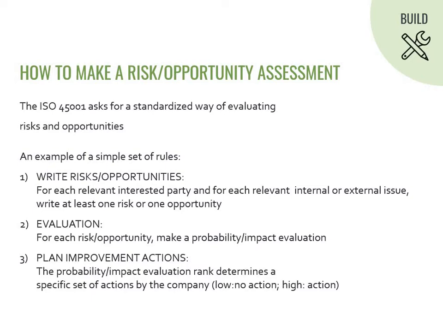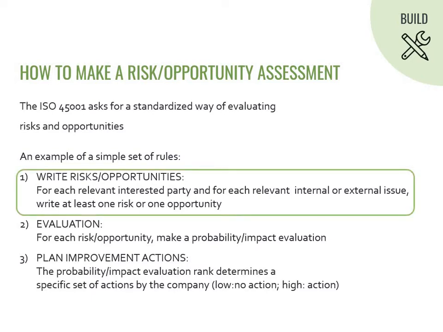1. Write risks and opportunities. For each relevant interested party, write at least one risk or one opportunity. 2. Evaluation. Then, for each risk or opportunity, make a probability impact evaluation. This is the best way to weigh them. 3. Plan improvement actions. And finally, use the evaluation that you made at point 2 to decide if your organization has to do something to avoid the risk or catch the opportunity. Let's see these steps in detail, focusing just on risks for now.